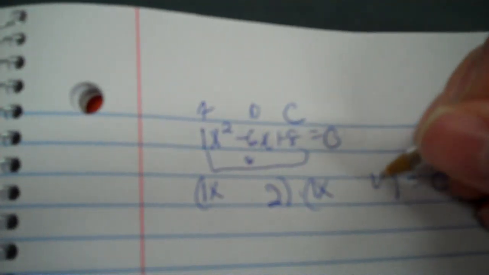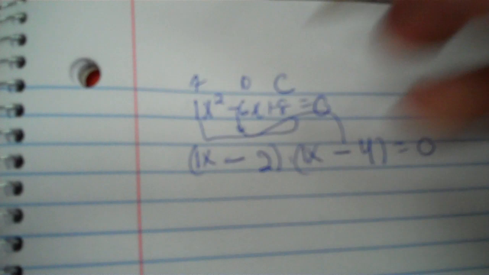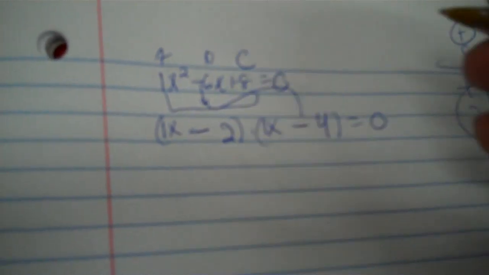So 8 divided by 1 is 8. 1 plus 8 is not 6. 8 divided by 2 is 4. That's 6. Okay. Now minus goes to the 4. And add means the signs have to be the same. So if I have minus, I need minus here. Okay, so 1x minus 2 equals 0. 1x minus 4 equals 0. So 1x equals 2. Divide by 1, you're still at 2. 1x equals 4. Divide by 1, you're still 4.